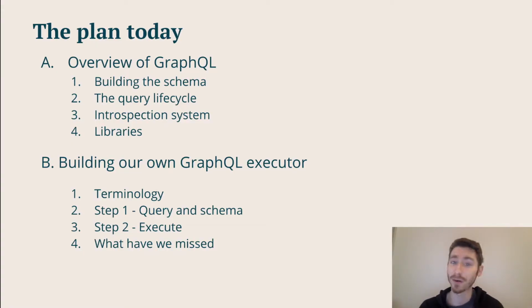So this talk will be broken down into two parts. Part A is going to be an overview of GraphQL. We'll be looking at building the schema, the query lifecycle, the introspection system, and a couple of libraries. Part B is going to be building our own GraphQL executor, which includes some terminology. Step 1, which will be the schema and the query. Step 2 will be the execution itself. And then lastly, what have we missed?